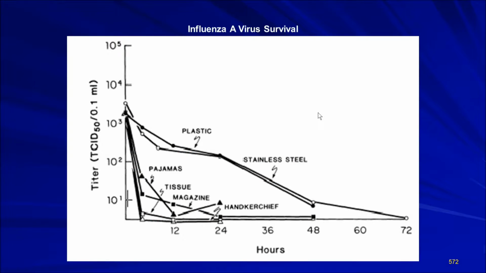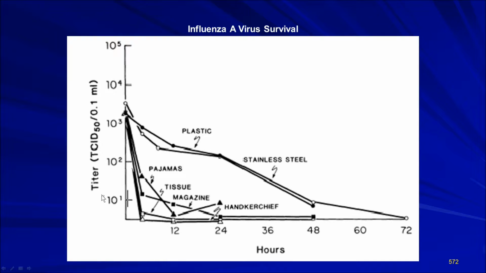We look here at viruses. Just like bacteria, we see that they last or survive much longer on plastic and stainless steel, or non-porous fomites. We look at influenza A specifically. We can see a downward trend here, but it's much less pronounced than these objects over here, pajamas, tissue, magazine, handkerchief, that are much more porous. So the survival is not nearly as good.